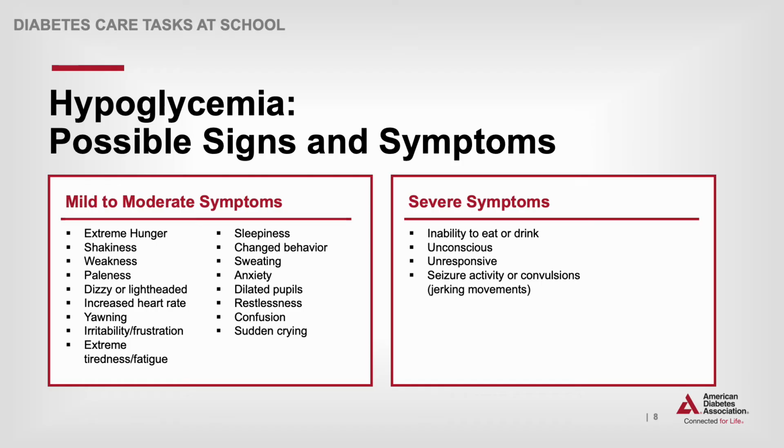Each student will have his or her own set of symptoms that characterize hypoglycemia. These symptoms should be listed in the student's DMMP. The important thing to remember is that early recognition and intervention is the best strategy to prevent progression to more severe symptoms.